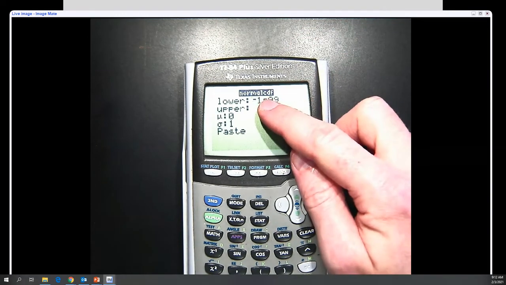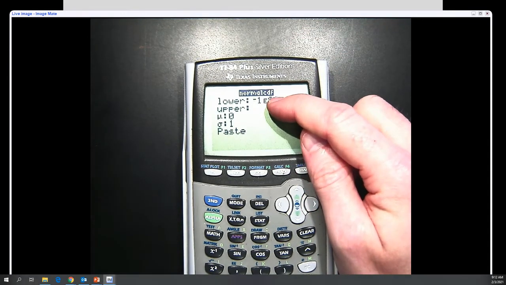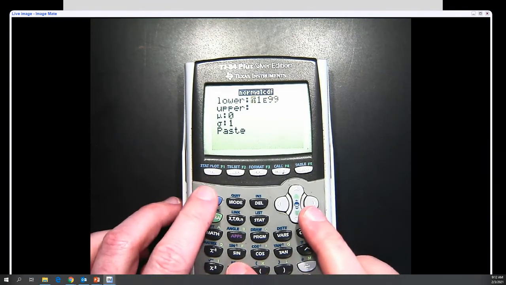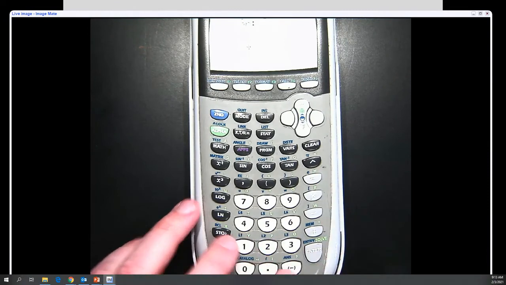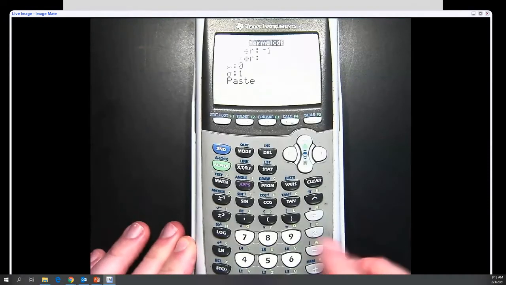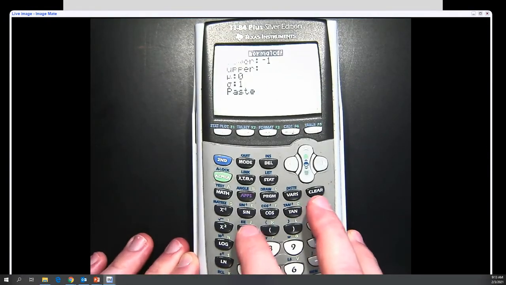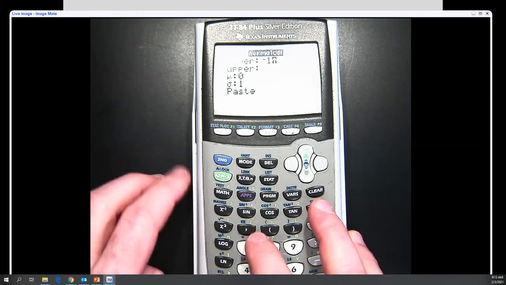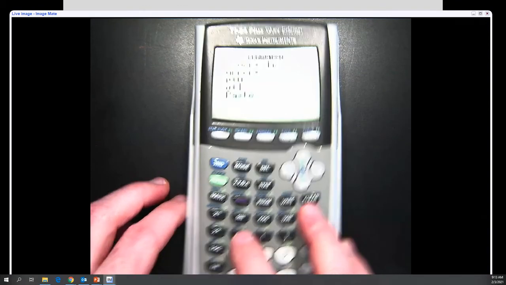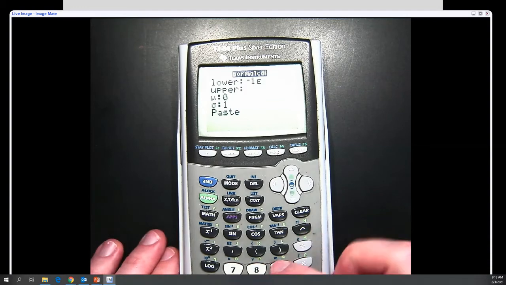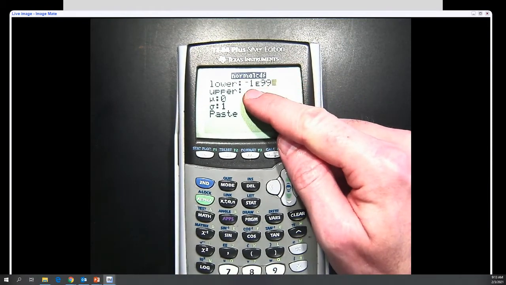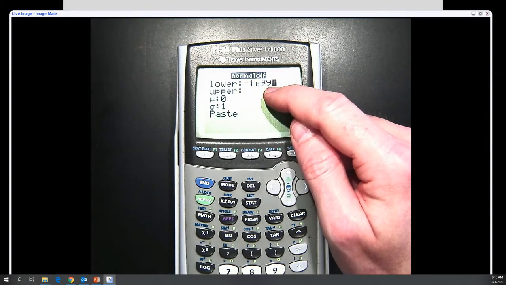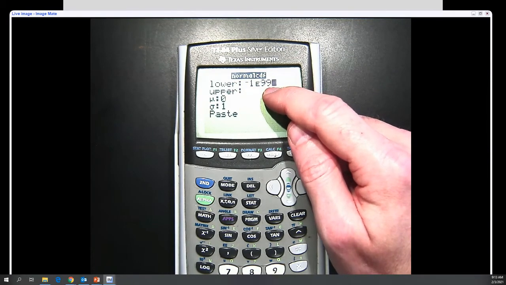You can use -1 E99. And the way you get that E, let me see. You would just type -1 like you're used to. And then the E you have to use is this guy right here. You hit second and then comma. That gives you the E and then 99. This is telling your calculator to do a -1 followed by 99 zeros. This is just a very big negative number.